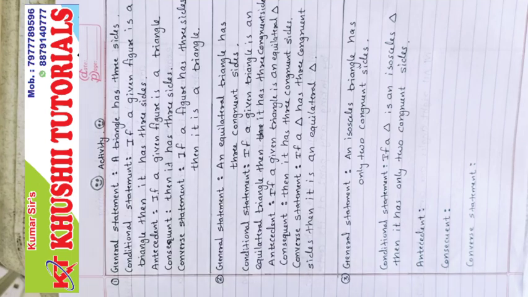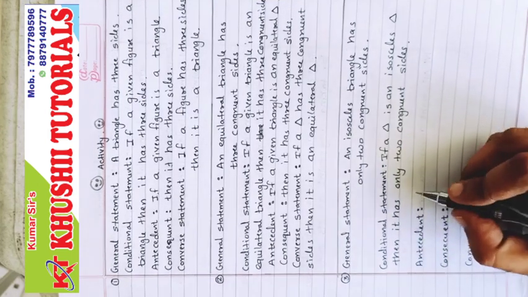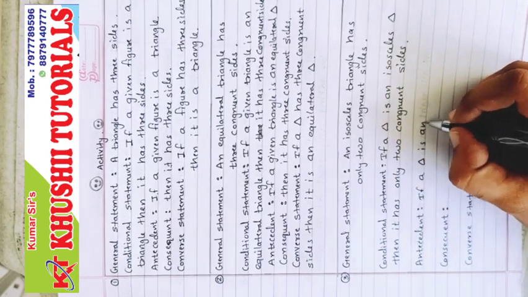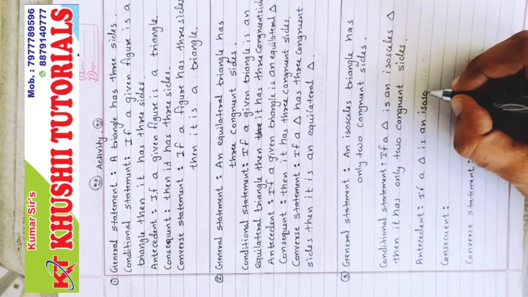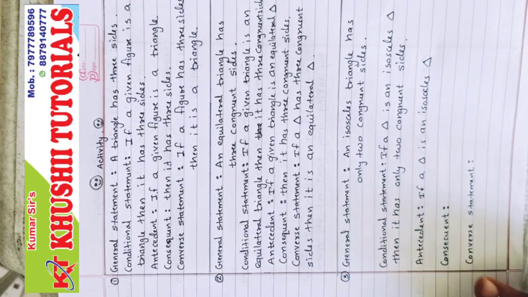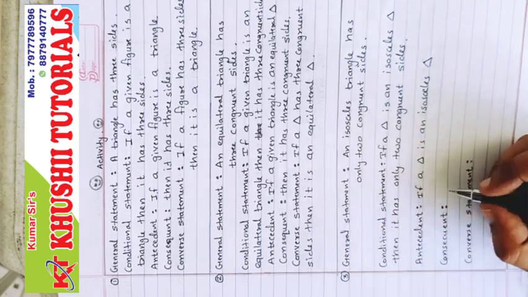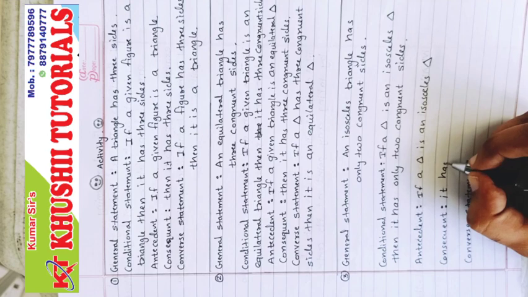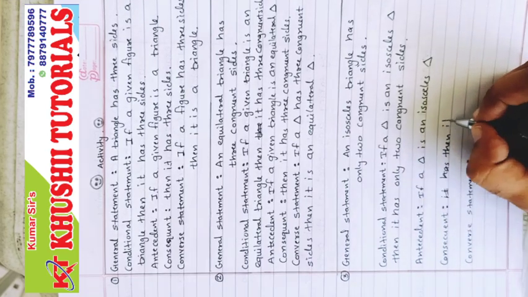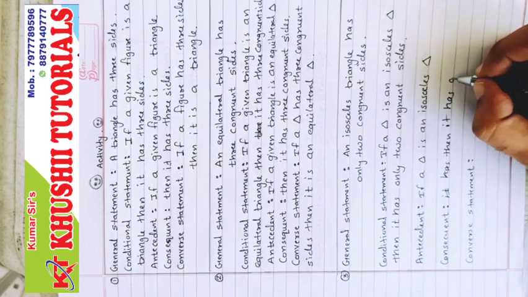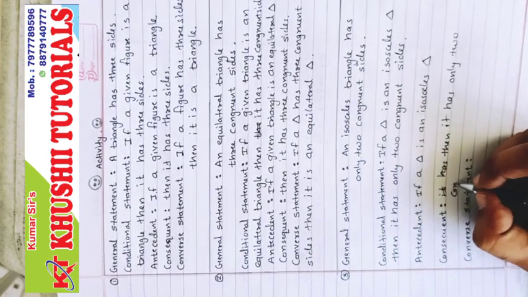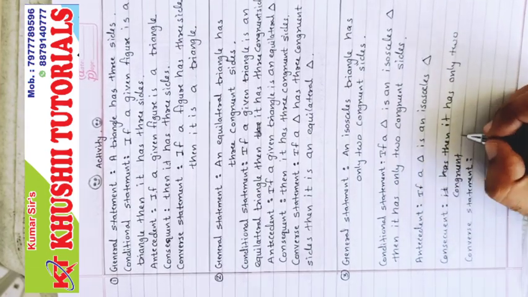Now antecedent. What is antecedent? The statement following if. So antecedent: if a triangle is an isosceles triangle. Consequent. What is consequent? The statement following after then. So then it has only two congruent sides.